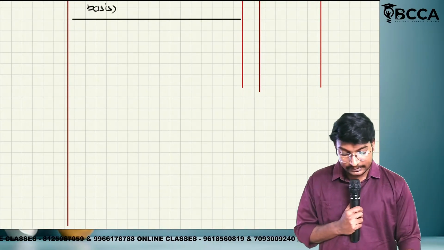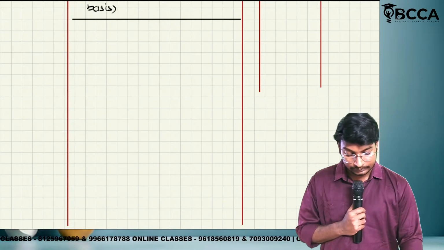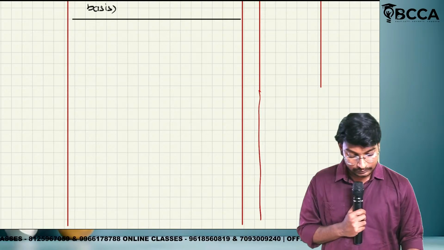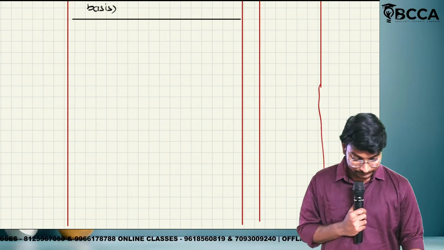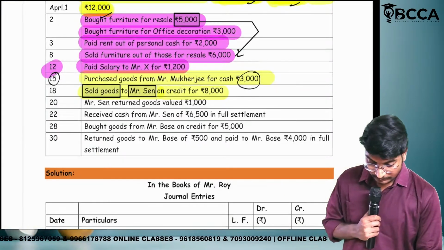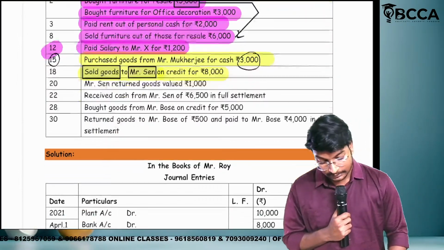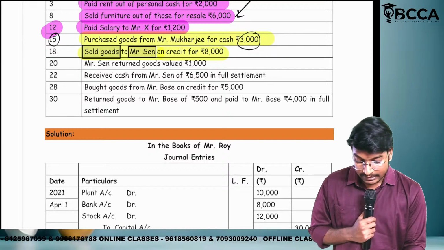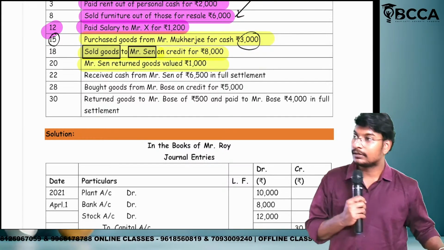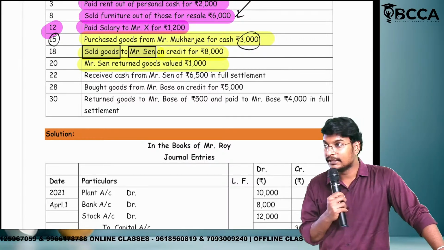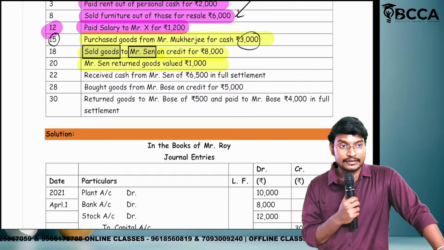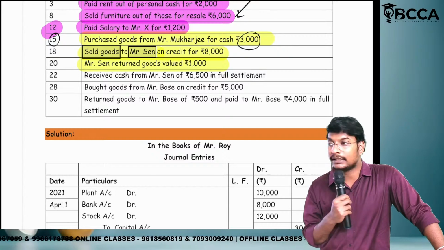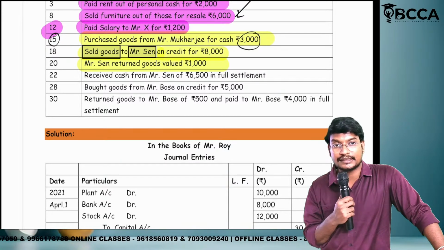What is the next transaction, guys? Mr. Sen returned goods value of rupees how much, ma? 1000. Here, Mr. Sen is returning to us. Yes or no, ma? So, sales returns or purchase returns? Sales returns. In the case of sales returns, the debtor value will decrease or increase? Decreases. So, what are the two outcomes? Sales returns and Mr. Sen.